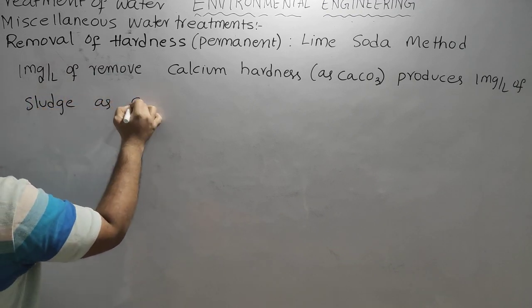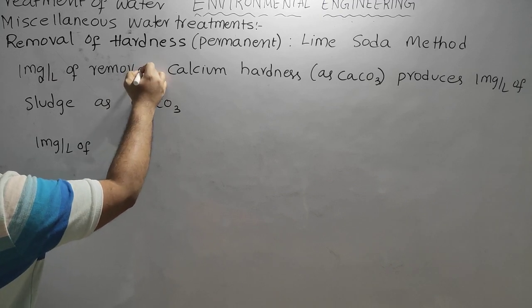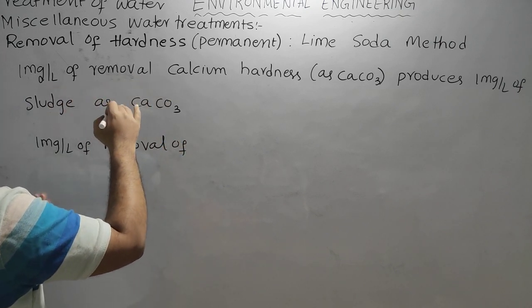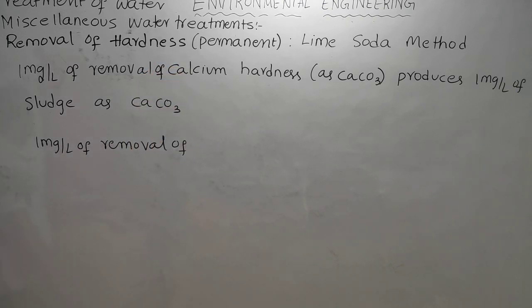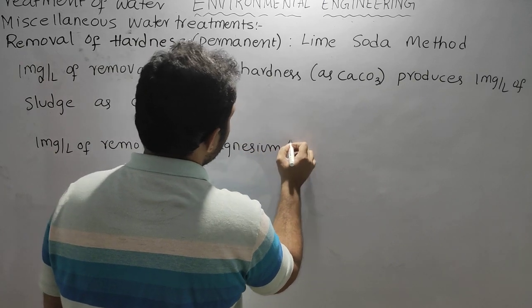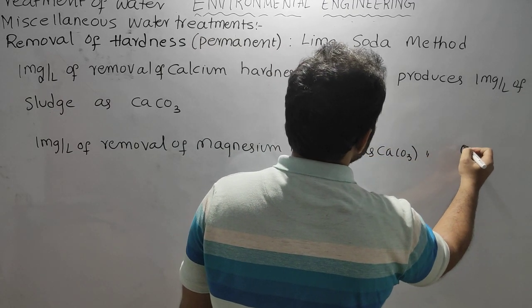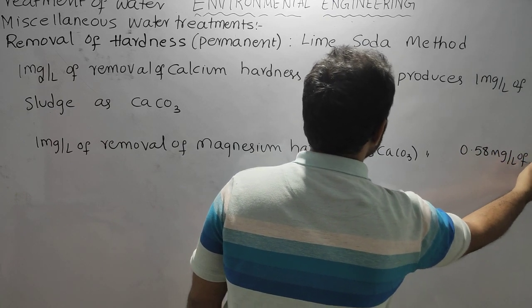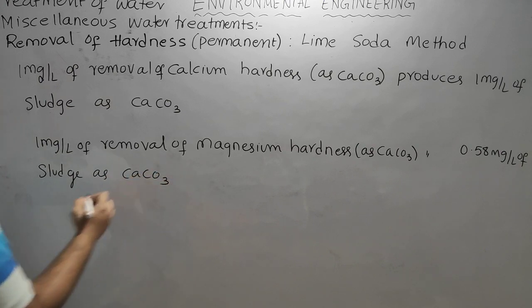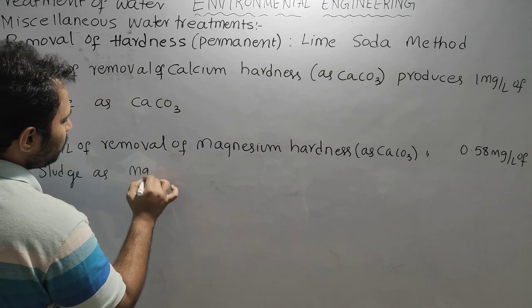Similarly, 1 mg per liter of removal of magnesium hardness as CaCO3 produces 0.58 mg per liter of sludge as Mg(OH)2. Sorry, Mg(OH)2.